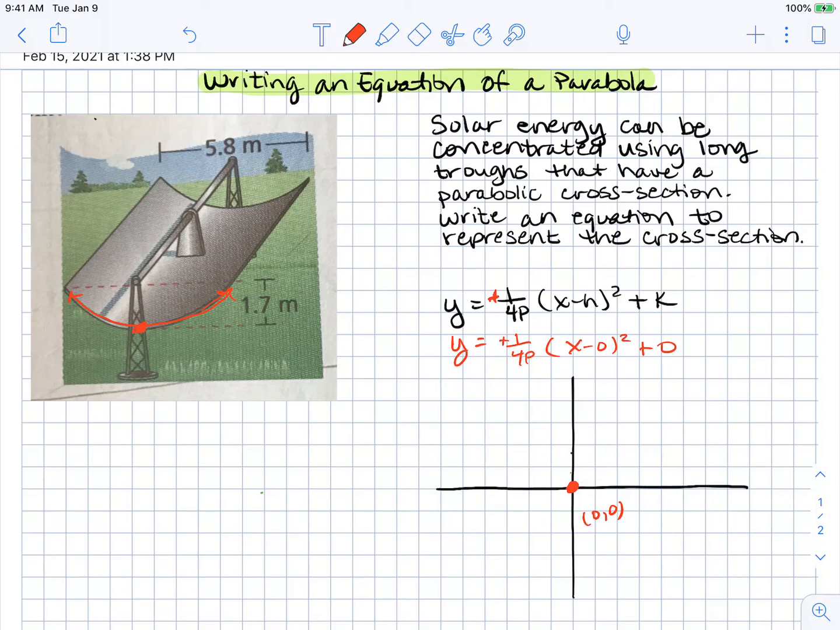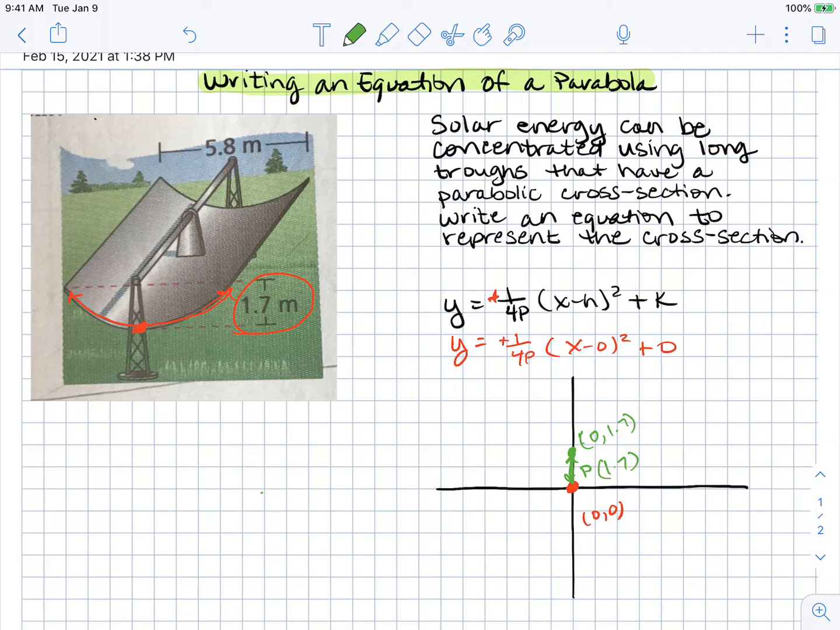When I'm trying to figure out the rest of this, I need to figure out where my focus is. And this information right here tells me the distance between the bottom of the trough and the focus. So it's 1.7. I'm going to put this in green here and say right about here, this is my distance p, which is 1.7. And I'm going to put that in as a point on my graph: my x is 0 and the focus here is at 1.7. Okay, so I have that information.